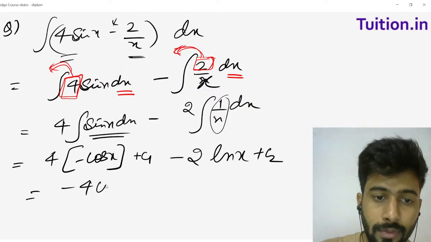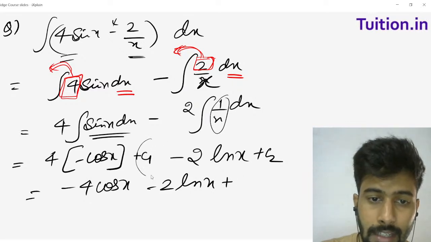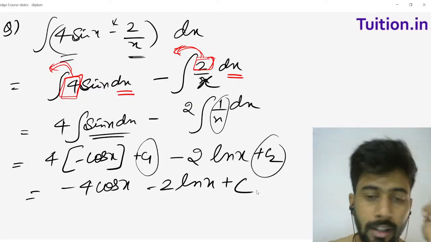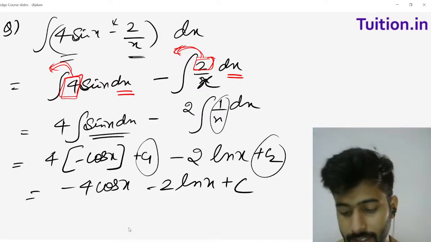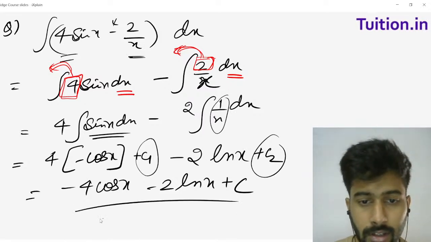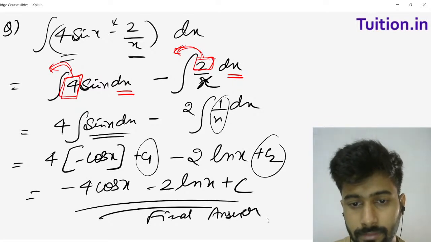So you have minus 4 cos x minus 2 ln x plus c1 and c2 can be combined to write a grand constant c. This is your final answer.